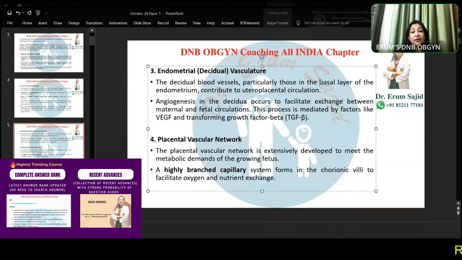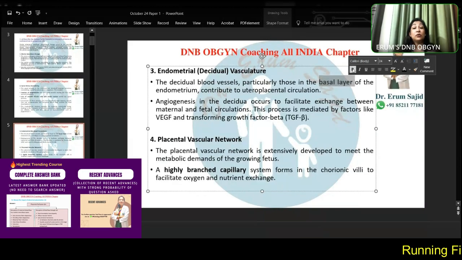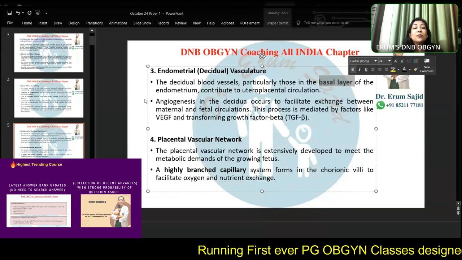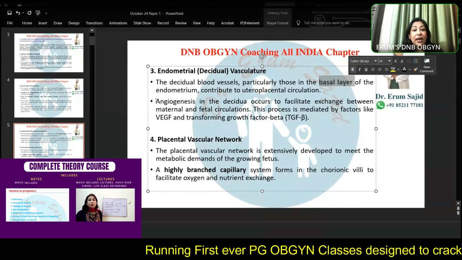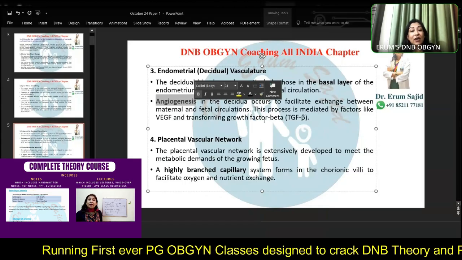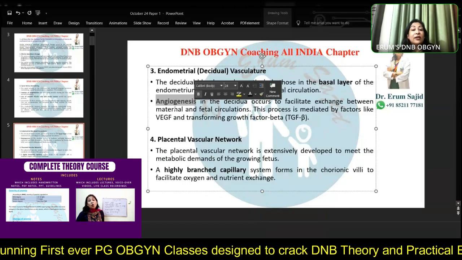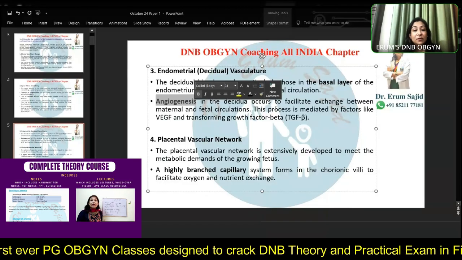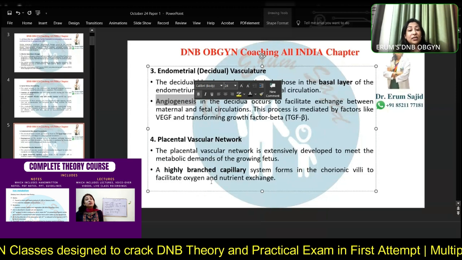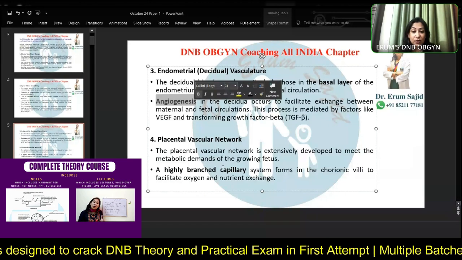The basal layer of the endometrium, this is what I wanted to stress upon. Because they are the ones contributing to the uteroplacental circulation, there is more angiogenesis in the decidua basalis, and more remodeling in that vasculature to improve the maternal and fetal circulation. Plus, of course, the placental vascular network is highly branched and highly vascularized.